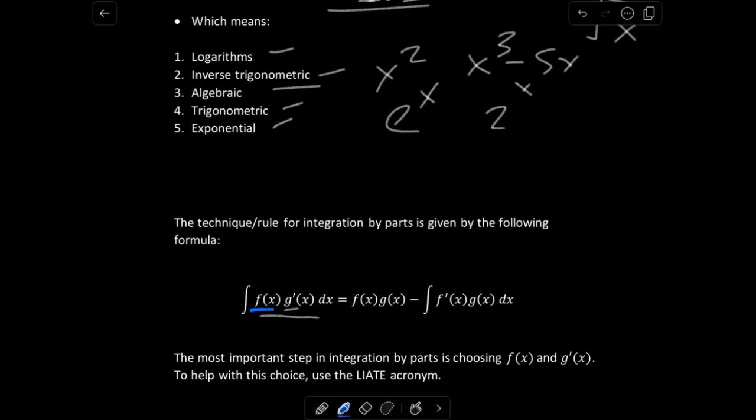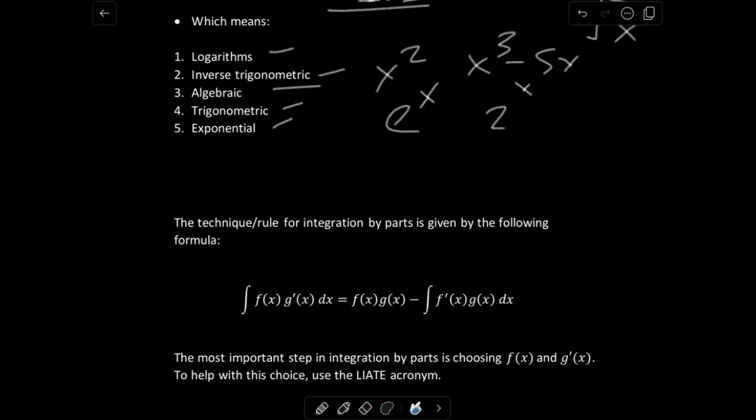Basically, you have one function multiplied by another function, and then your integral is going to be of the form: the first function as is, multiplied by g of x, so you'll have to integrate that g prime function, and then you'll subtract another integral. You're going to subtract f prime multiplied by g. It looks complicated, but when I show you what to actually do and how to identify it, it's going to be super, super easy.